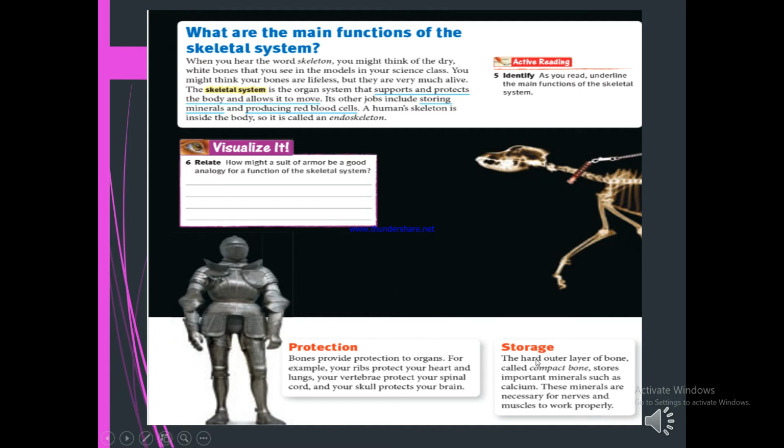For storage, there are two types, the inner bone and the outer bone. The outer bone is very hard. It's called the compact bone. The inner bone is softer, which is called marrow. The outer bone, the compact bone, stores minerals. This is calcium, and necessary for nerves and muscles to work properly.